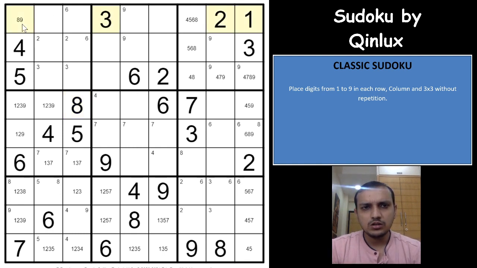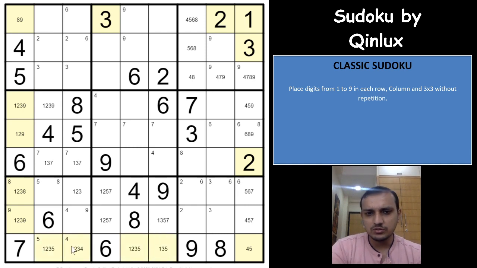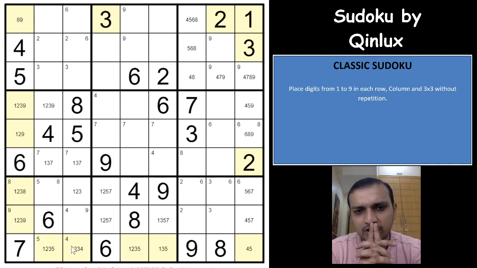3 2 1. All of these gets eliminated from here. One, two, three, all of these gets eliminated from here. There has to be something with this, guys. Kind of, they are locked.